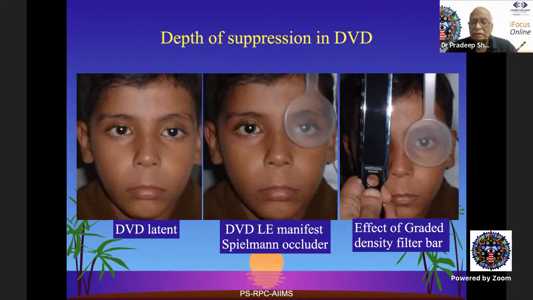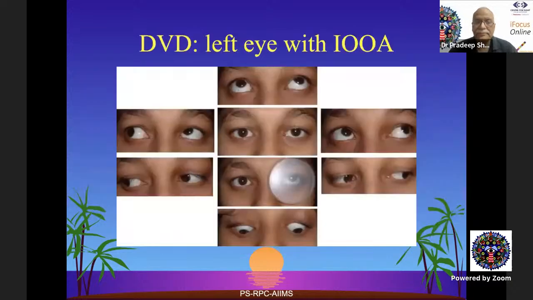And when I put a graded density filter bar in front of the right eye and make it more and more dense, so what I'm doing is making the light passing through the right eye less and less. And you can see the left eye, which was drifting up, comes back to normal position. So this is a classic sign of the fact that it's a DVD which is having a difference between the light dissociation of the two eyes.